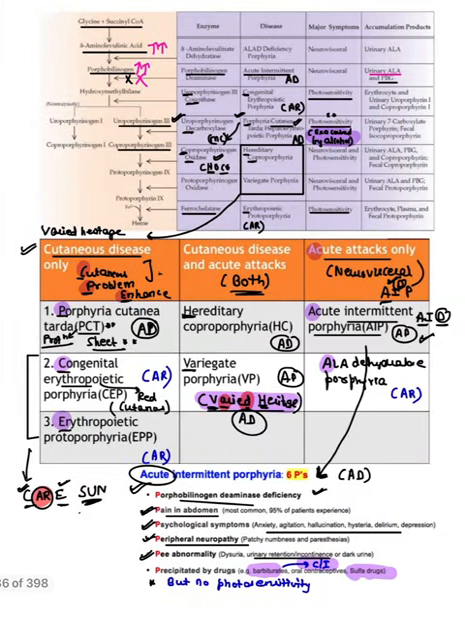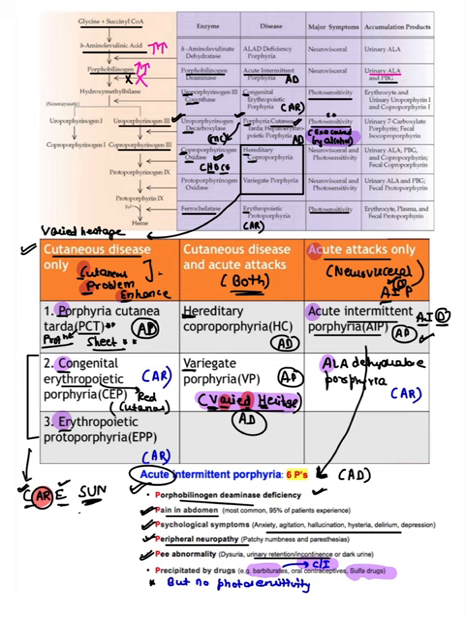Then we need to know which are the porphyrias that cause cutaneous problems, which are the porphyrias that cause neural problems, and which are the porphyrias that cause both. So how I remember, guys, when someone talks about the cutaneous problem, remember: cutaneous problem enhanced. C is for congenital erythropoietic porphyria. P is for porphyria cutanea tarda. And E is for erythropoietic porphyria, guys.